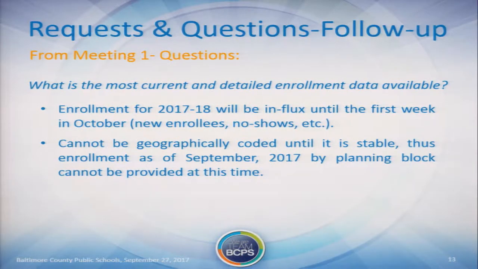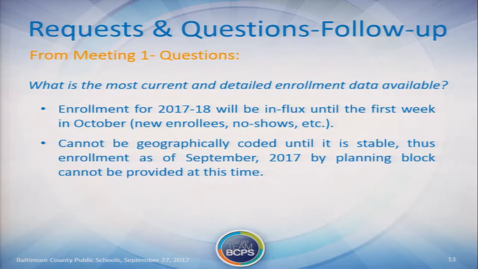What is the most current and detailed enrollment data? So right now you're working with the school year 2016-17 students, so students from last year. This is because the 17-18 information really isn't finalized until the first week of October. The official count is always a September 30th count, and so that information won't be available until October.